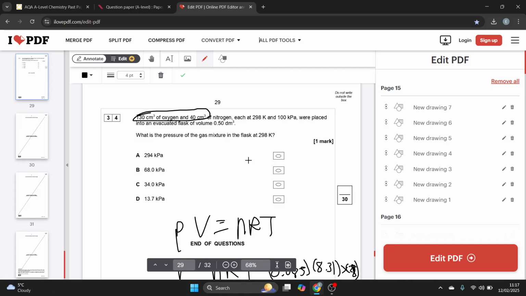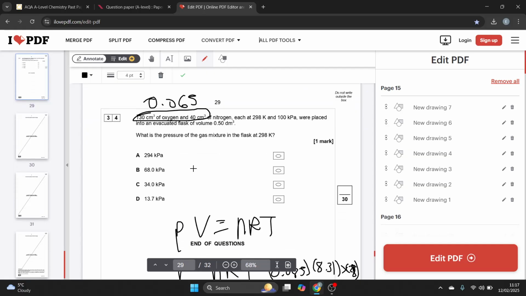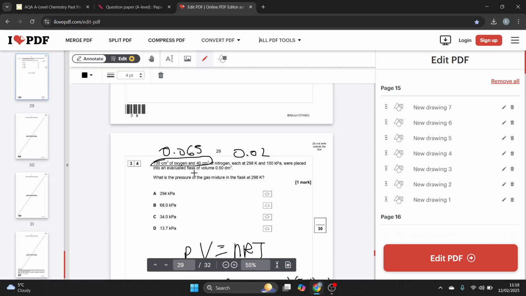So what I think I actually need to do instead is find out the moles for each gas. So moles of the oxygen: 130 divided by 1000 times 0.50, 0.065. And then the moles of nitrogen: 40 divided by 1000 times 0.50, 0.02. And then I find out individual pressures.